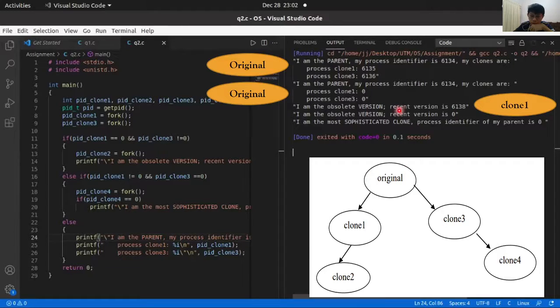The last output is the child process of clone 4, where clone 4 is the child of clone 3 process. Since this is a bit special, when clone 3 is child and clone 1 is not child, I will create a clone 4 process by forking it, and then I will only show this output when clone 4 is running its child process.